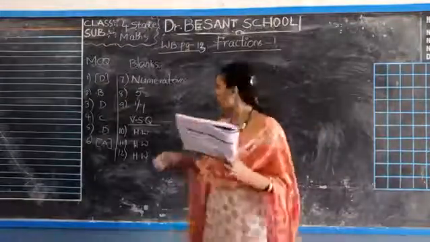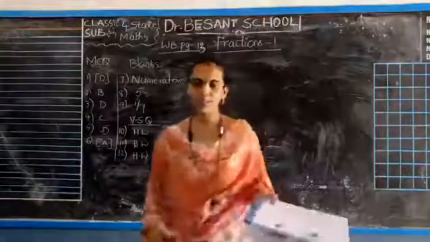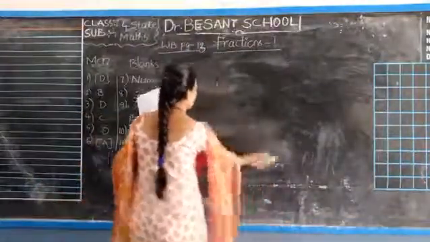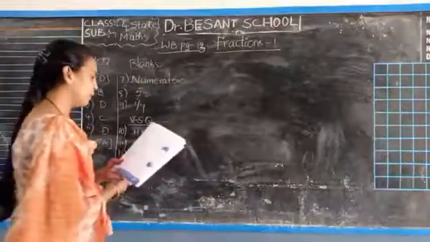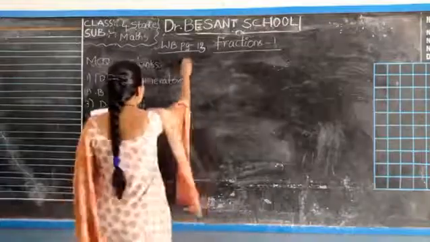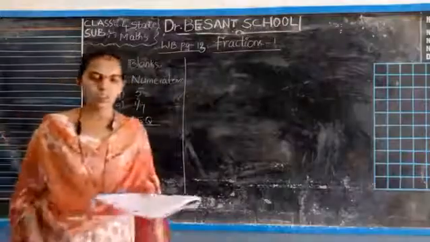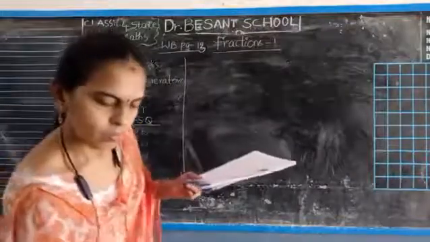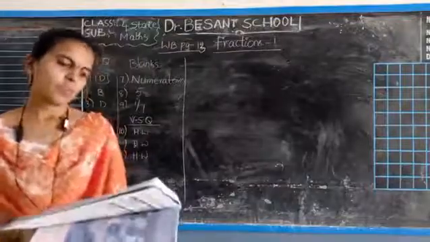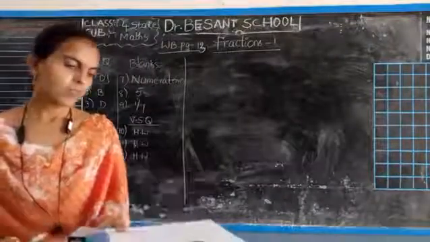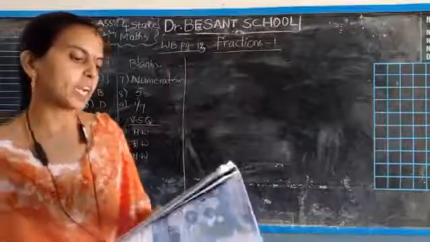Now let's move on to the 13th question. What is the 13th question given? Here a picture is given to you, and it is asking us, in the given figure, to find the fraction represented by the shaded parts.